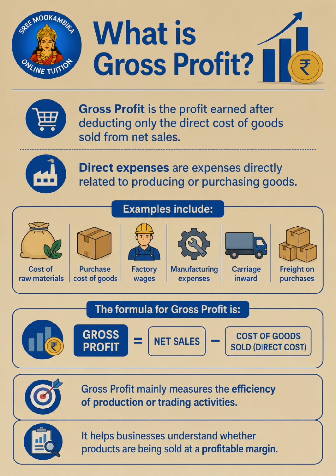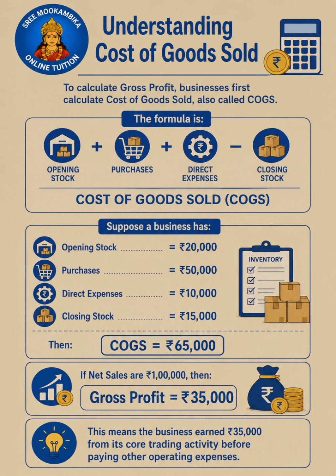The formula for gross profit is: gross profit equals net sales minus cost of goods sold. Gross profit mainly measures the efficiency of production or trading activities. It helps businesses understand whether products are being sold at a profitable margin. Understanding cost of goods sold. To calculate gross profit, businesses first calculate cost of goods sold, also called COGS.